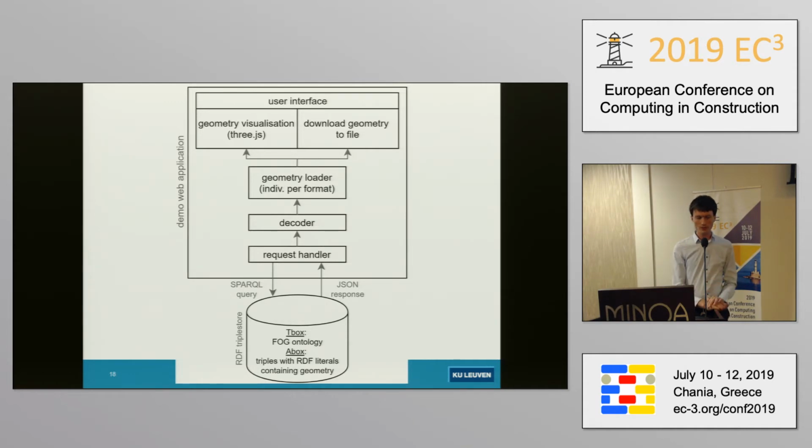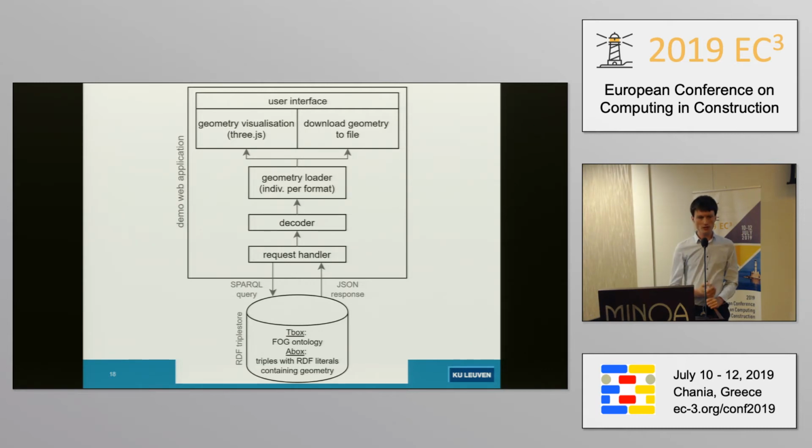Then we also made a web application to demonstrate how this can be used. The web application works as follows. It has a request handler which sends a SPARQL query. SPARQL is the query language for linked data. It sends a SPARQL query to the RDF triple store, so a database for linked data, which contains the schema, so the File Ontology, and the A-box, so the actual triples with content.